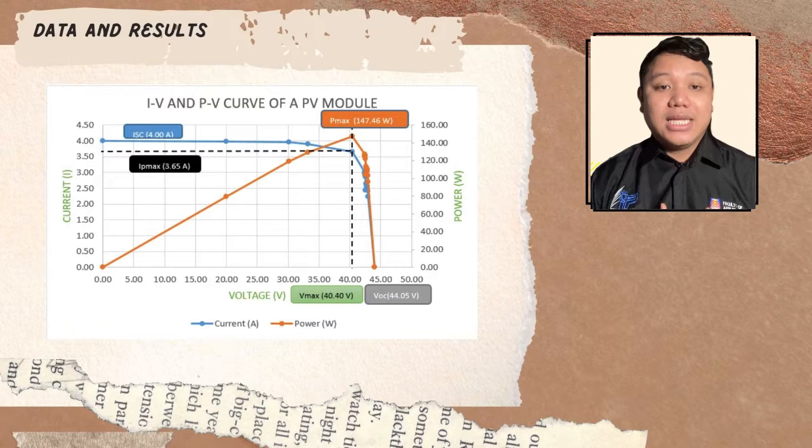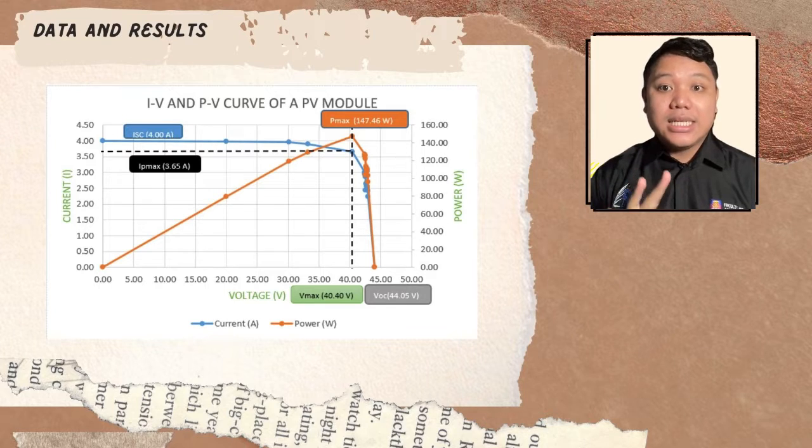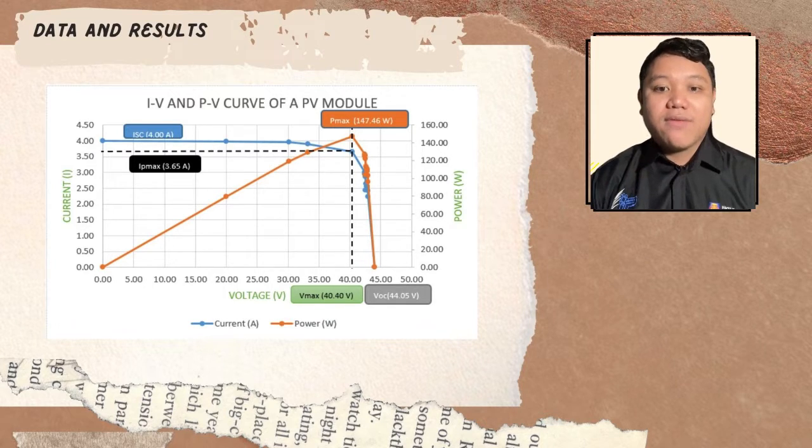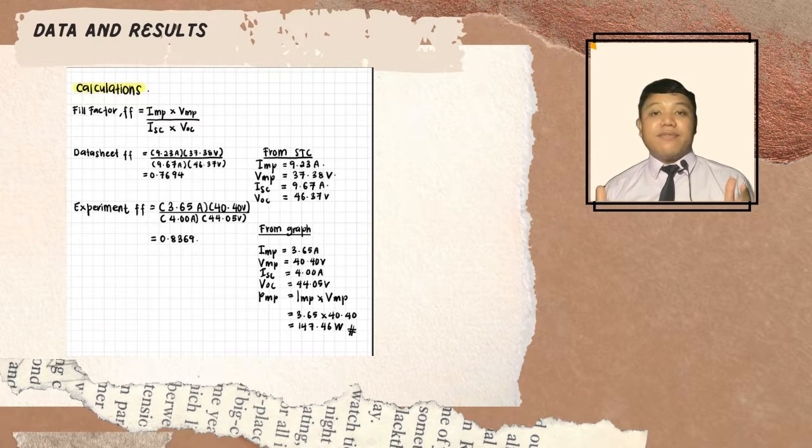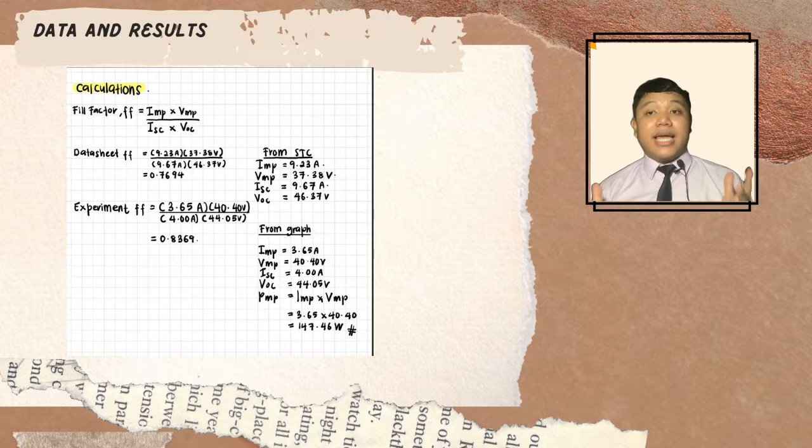Open circuit voltage is 44.05 volts and current at maximum is 3.65 amperes. Next is the calculation. This is the formula that we are using to find the fill factor. We just put the values into the formula and we will get the answer for the datasheet and experiment fill factor.